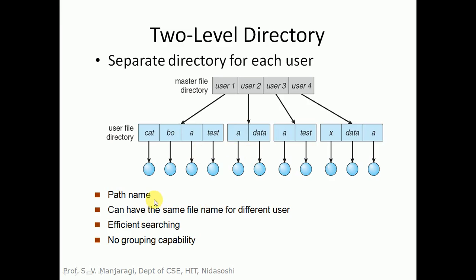So let us see what benefits we get out of a two level directory. A particular file in a two level directory can be accessed with the help of a path name, and we can have the same file name for different users, while providing efficient searching. The searching is efficient because it is based on the user, but it doesn't provide a grouping capability. That is one of the limitations of the two level directory structure.